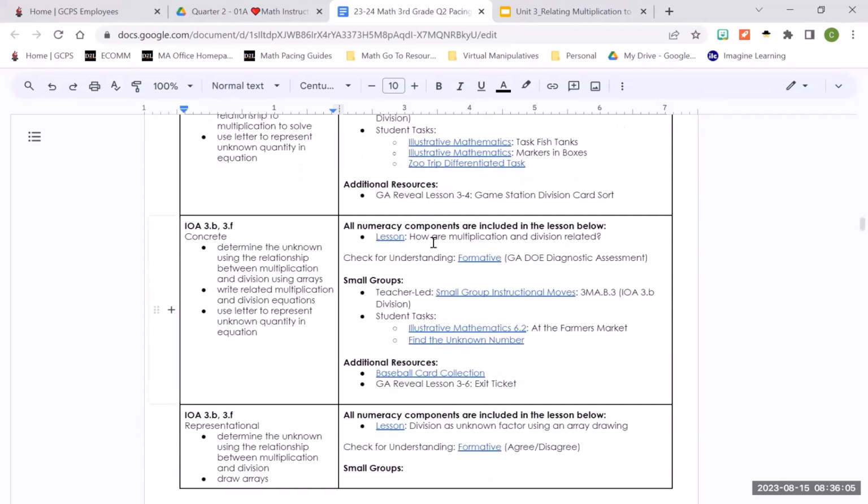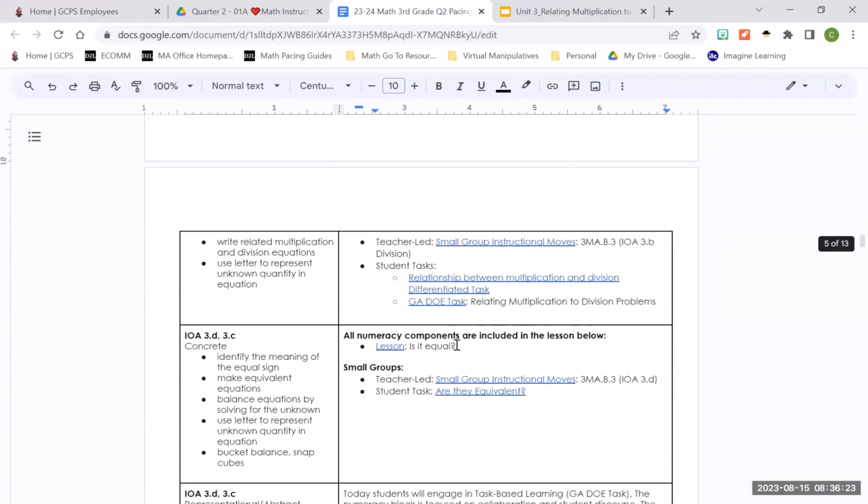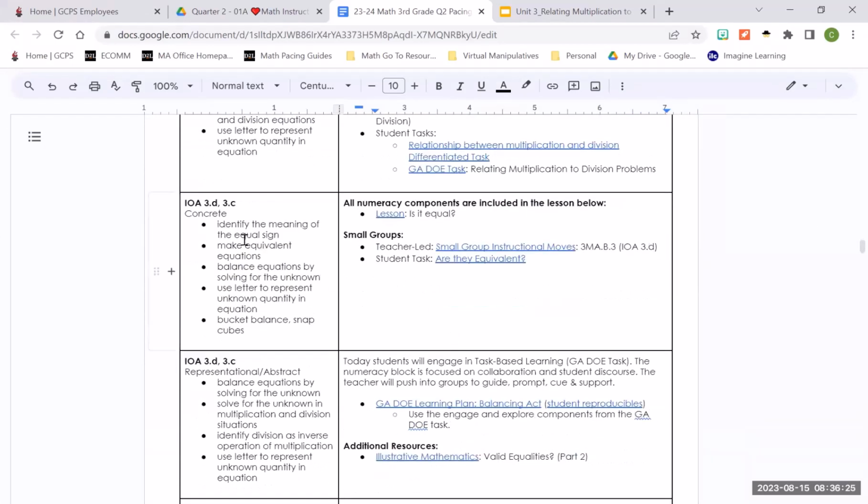Lastly, for division, we transition into thinking about how multiplication and division are related. The think multiplication strategy is used to promote the student's understanding of this relationship. Instructional time is also spent revisiting IOA 3D. Here, we will revisit the meaning of the equal sign while continuing to make connections to the properties of IOA 3C.